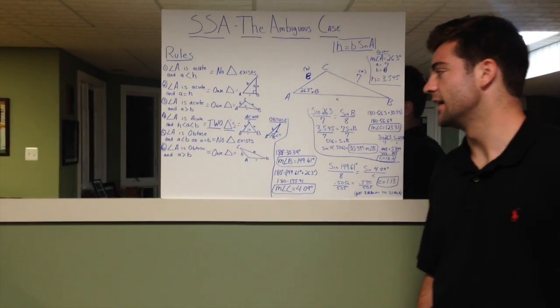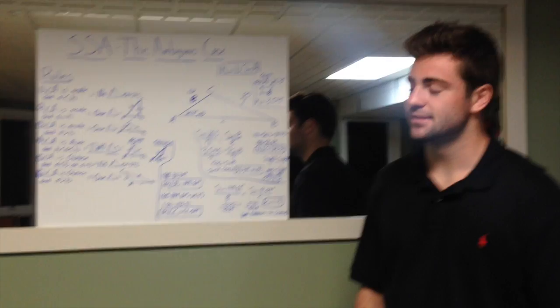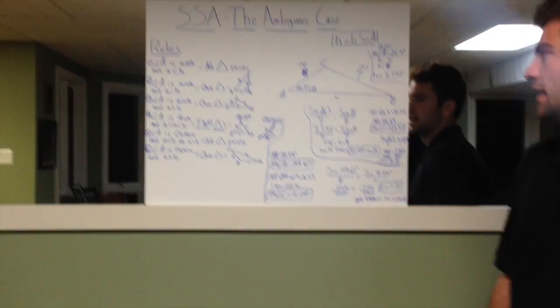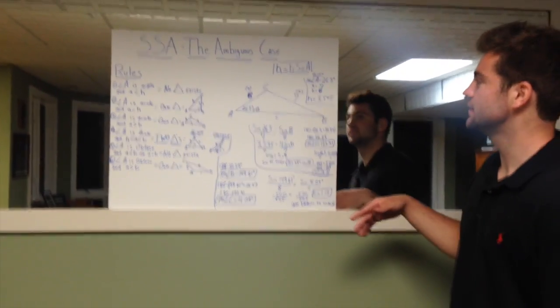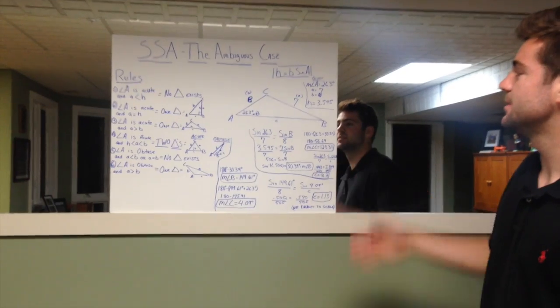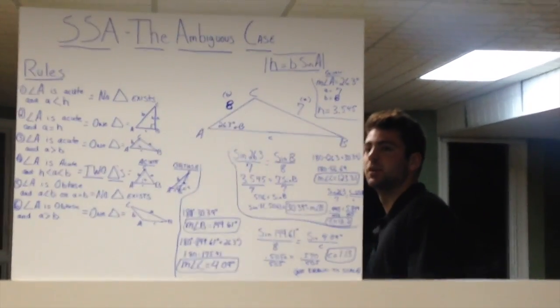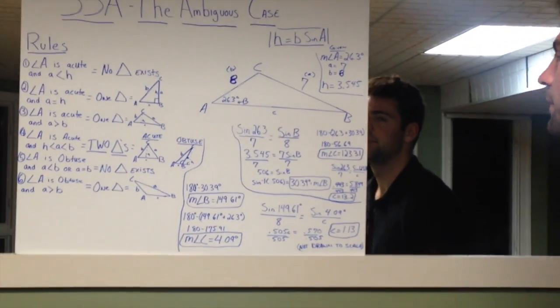And then angle A is obtuse and side length A is greater than side B. One triangle exists, and it would look something along the lines of that. But before you solve this, the height has to be less than the side length. So for that formula, you're going to use h equals b times the sine of a.